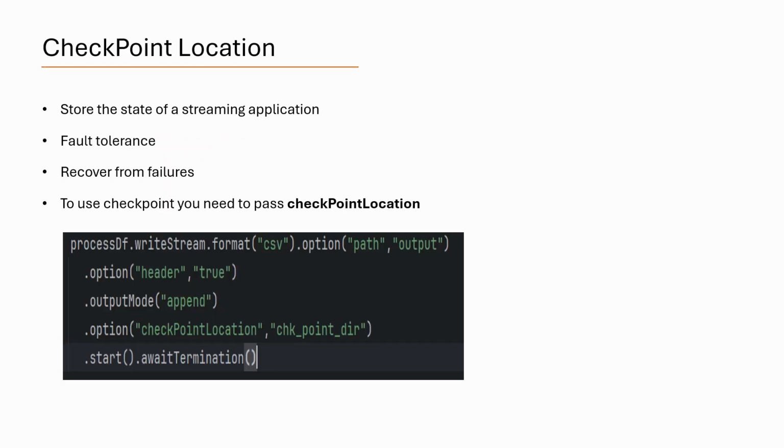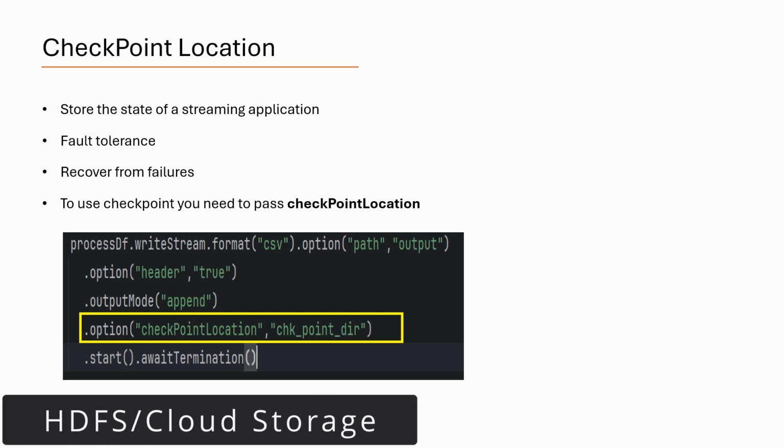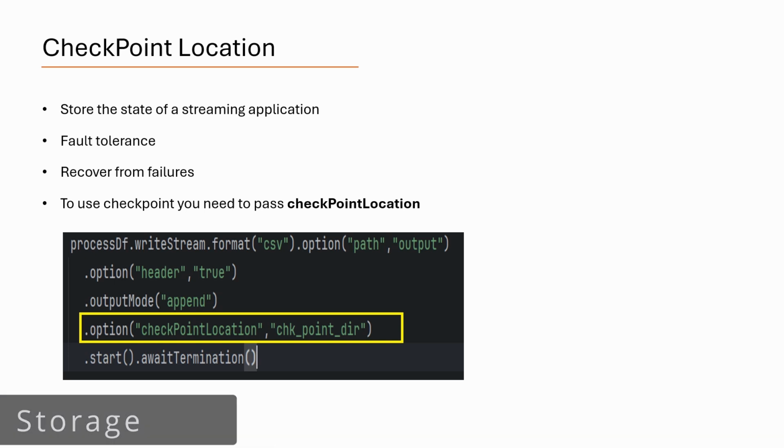Checkpoint directory. The checkpoint directory is used to store the state of a streaming application. This includes information about processed records, offsets, and any stateful transformations. It ensures fault tolerance and allows the application to recover from failure. So, to use the checkpoint directory, we have to pass the checkpoint location. You need to specify the checkpoint location using the checkpointLocation option before running a streaming query. It's recommended to use durable storage like HDFS or some cloud storage.